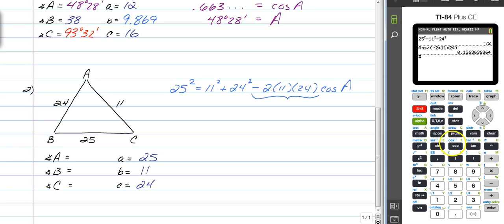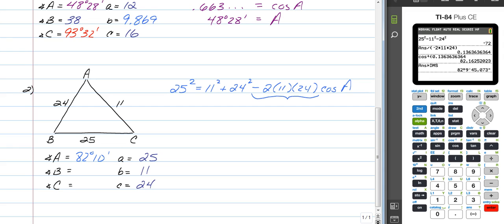So then I would press second cosine of the previous answer, and I would get 82 degrees and some change. So if I were to press second angle number 4, I would end up with 82 degrees and 10 minutes once I round. So we have 82 degrees and 10 minutes. Now, I just wanted to show you how you can use your calculator to pretty much do everything. But of course, you have to show your setup.